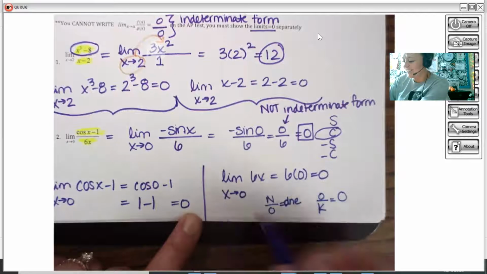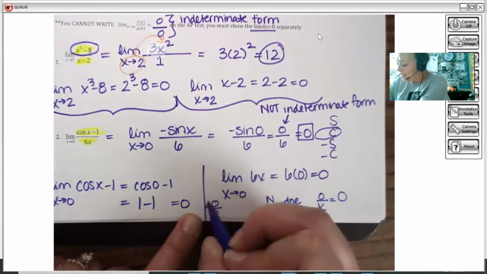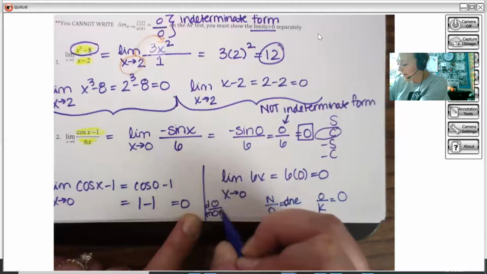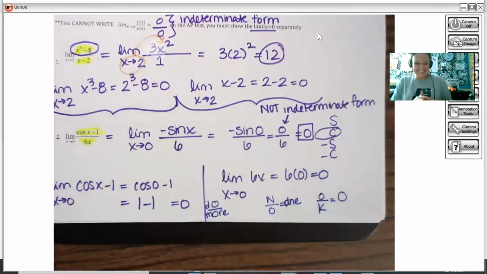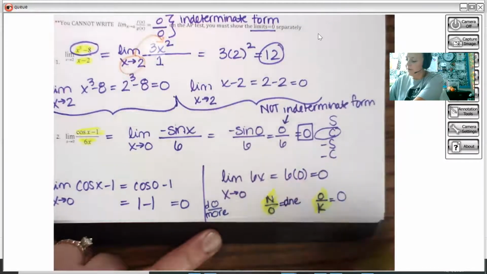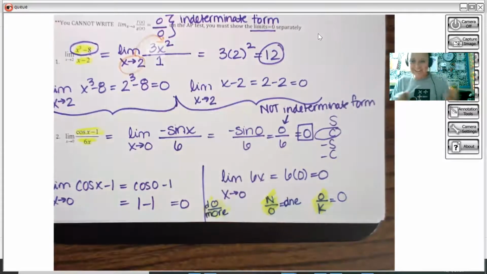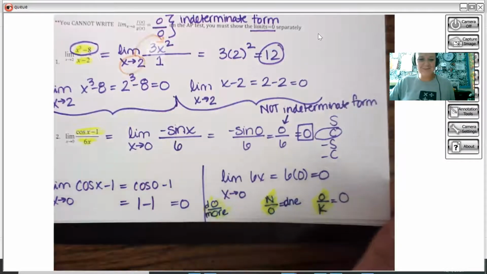I think I showed y'all this earlier. If it's 0 over 0, that means you can do more. So if you get 0 over 0, you got to do more because that's the indeterminate form and you can't make a conclusion about whether or not the limit exists. So no, you don't have a limit if 0 is on the bottom. It's okay to have a 0 on the top. 0 over 0 though, baby, you better do more. Okay, all right, turn the page when you're ready.